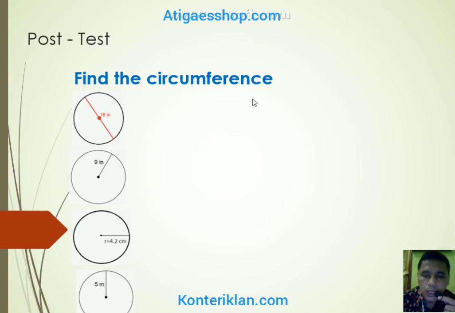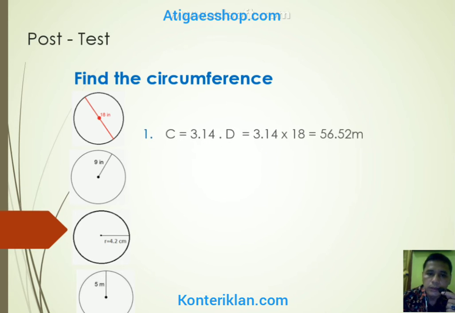Put the formula. What is the formula of circumference? The formula is pi times diameter. So pi times diameter, you can use 3.14 times. What is the diameter for number one? 18 inch. So 3.14 times 18. You multiply 3.14 by 18, and you get 56.52 meter. So the circumference of number one is 56.52 meter. What about number two?